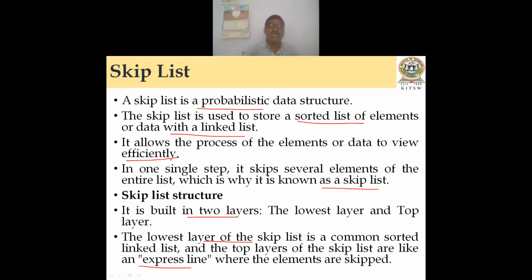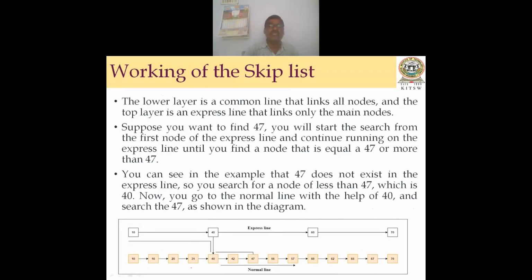So there are two levels. In the lowest layer we have all the elements linked in a normal fashion as a singly linked list. But in the top layer, which we can call an express line, we can skip certain elements when we are traversing the list. You can observe this in the example here, where we are storing the elements in a singly linked list manner. This is the normal lane, and this is the skip list express lane. Here we take 10, then 40, and then 60, and then we go for 70.